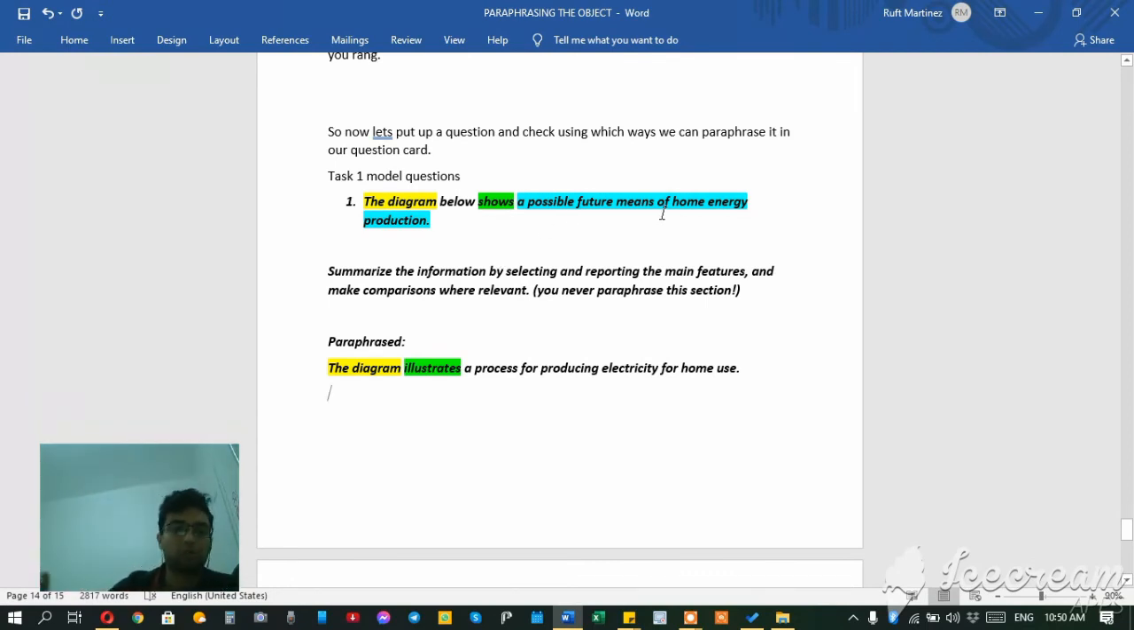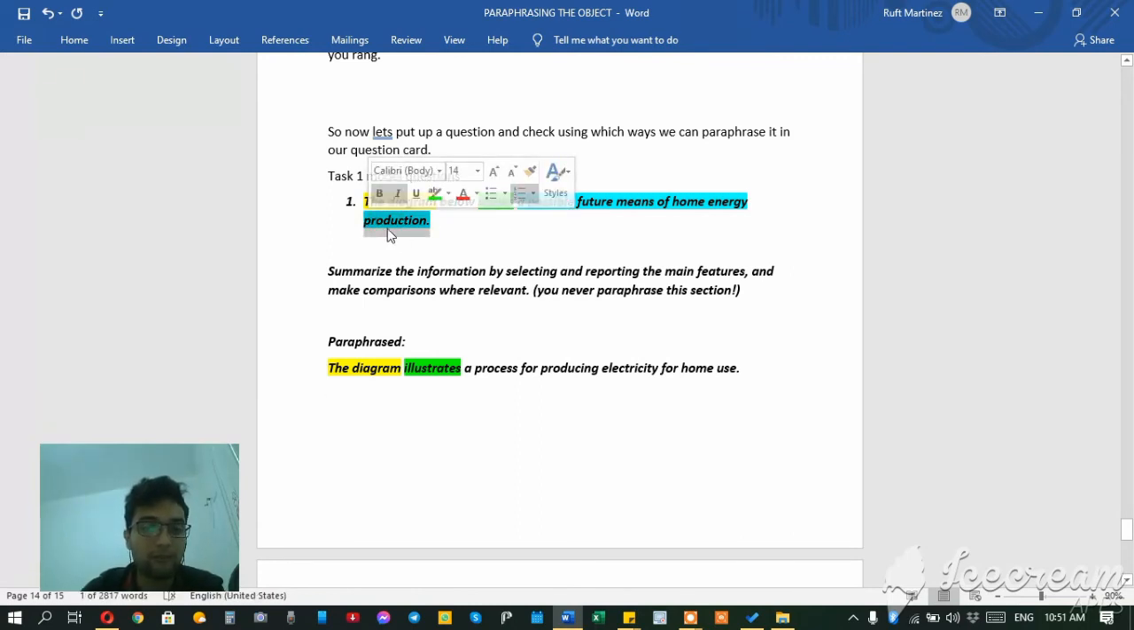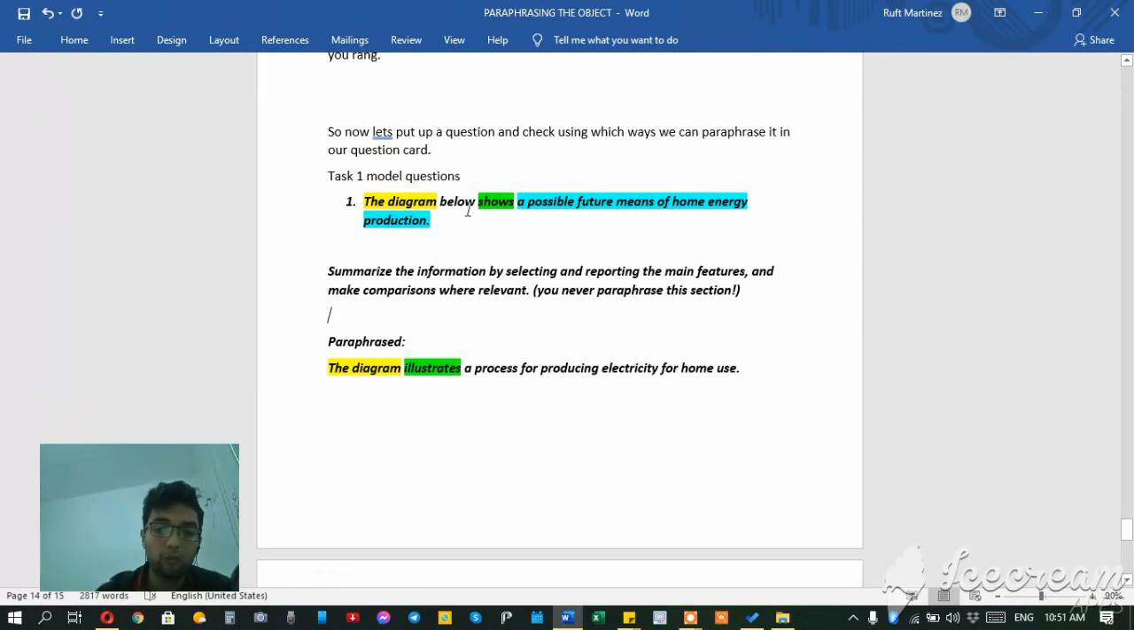So here is a process. It's a diagram. It shows a process, right? So what I'm doing, I'm writing the diagram illustrates a process for what? Possible future means of home energy production. I found the noun phrase, the verb, and I convert the noun into a verb. Production, noun form of producing. What I do all the time: when you have a long phrase as object, find the verb form of the noun phrase, and then use the verb form with ing.